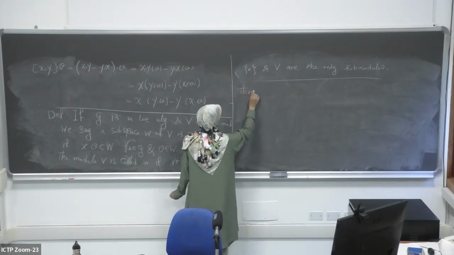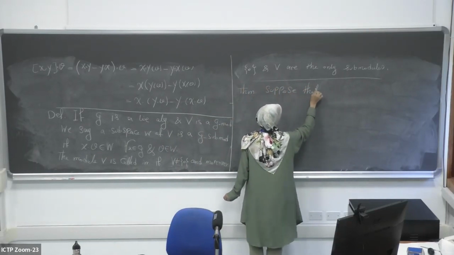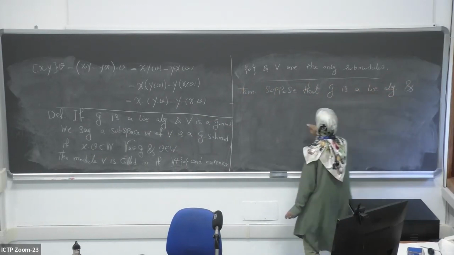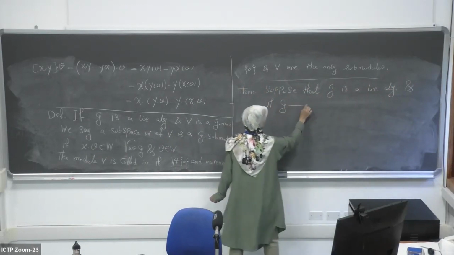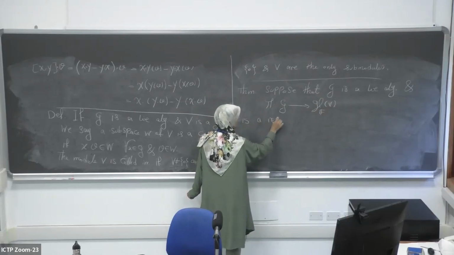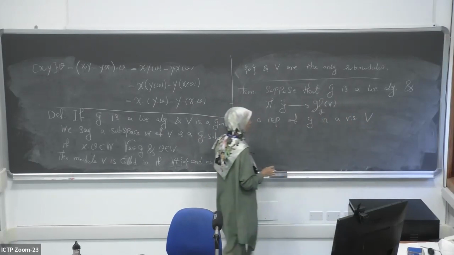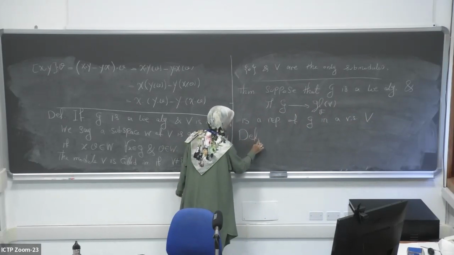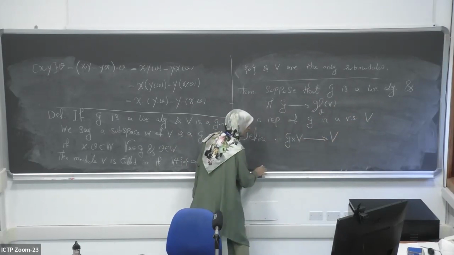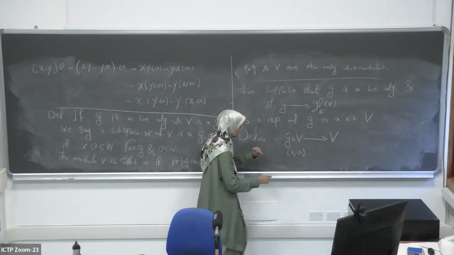Let's look at a theorem. Suppose that G is a Lie algebra and pi from G to gl(V) is a representation of G in a vector space V. Define a dot from G times V to V, mapping a pair (x, v), where x is an element of G and v is an element of V.